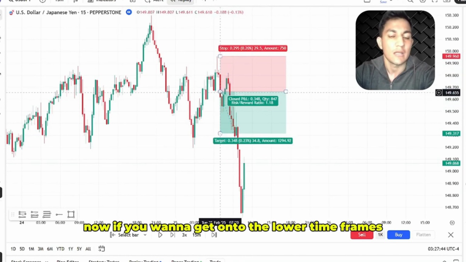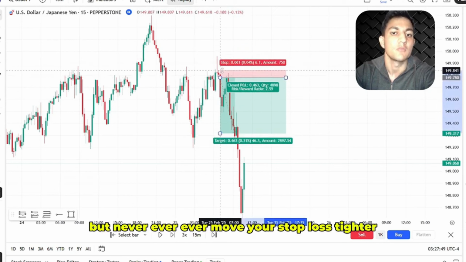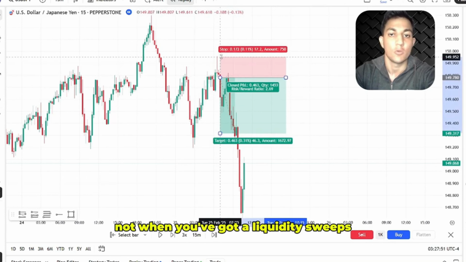Now, if you want to get onto the lower time frames and finesse your entry, by all means do it, but never ever move your stop loss tighter. Never ever do that. Not when you've got a liquidity sweep.